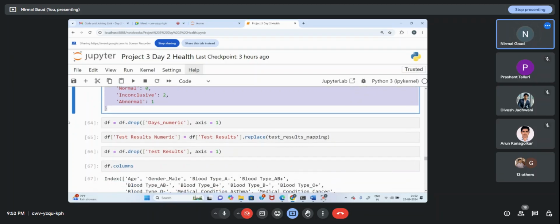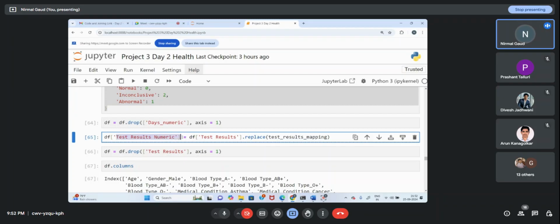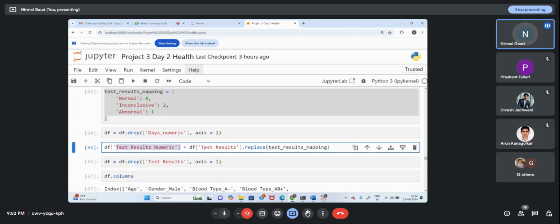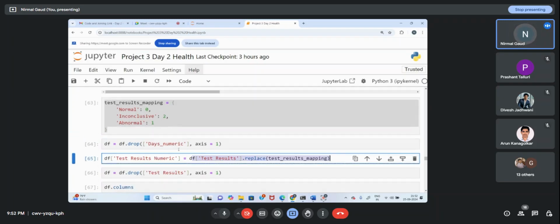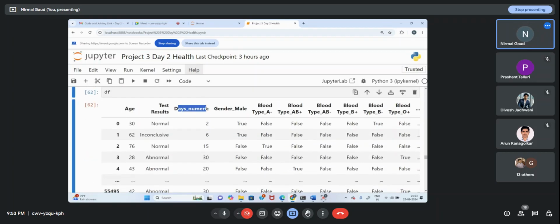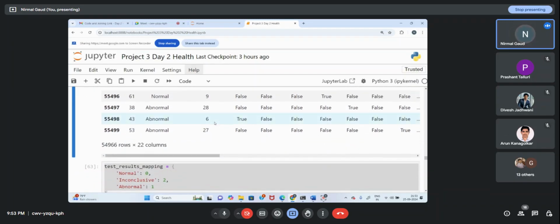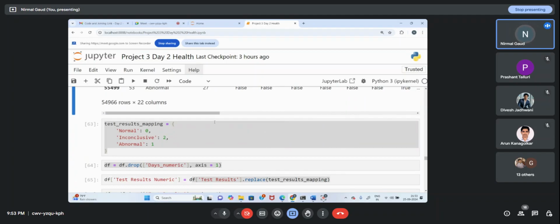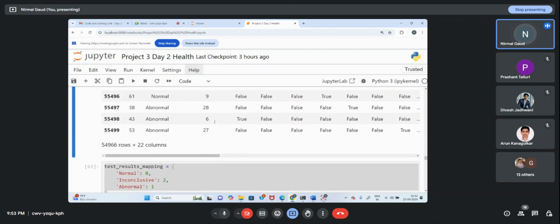Okay, and then I used the test results column, which has these three values, and I mapped them and converted them into numerics. That's what I did. Meanwhile, there is one more step. I dropped days numeric also, the one where I did some analysis to find the date and everything. I still dropped days numeric because I found that it is not at all technically related to the biological analysis of the test results. So I dropped this also.